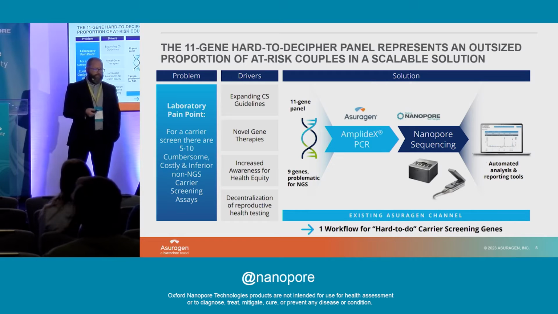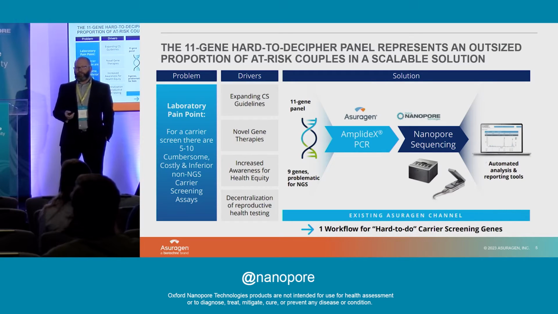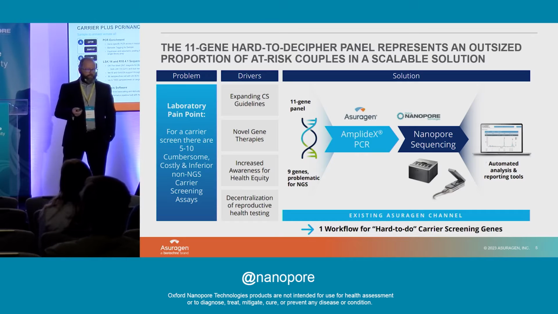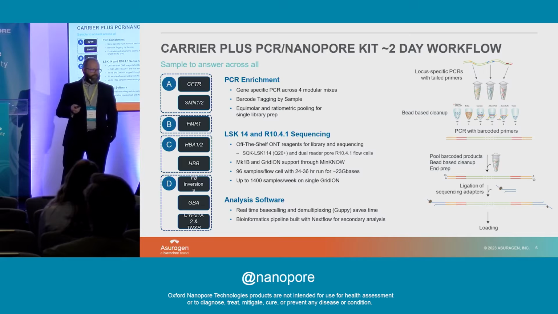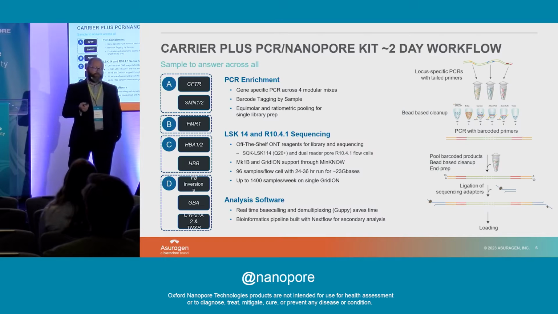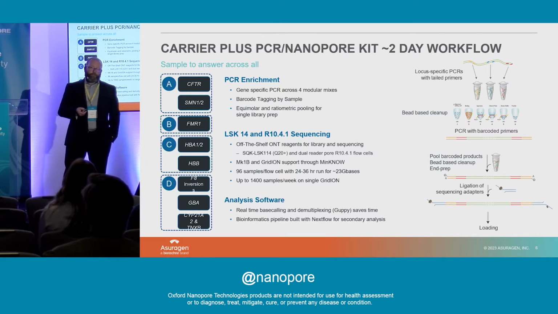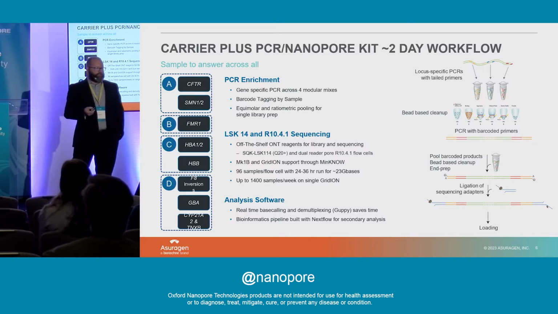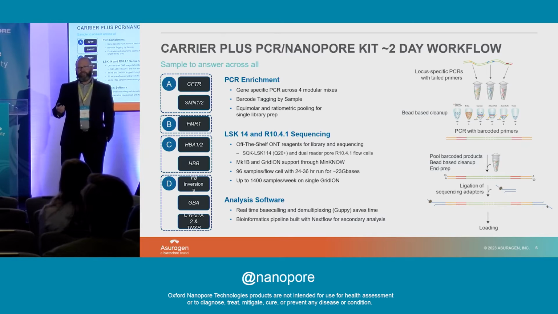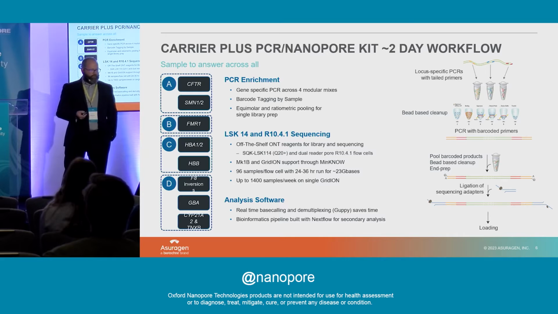We're using PCR amplification with nanopore sequencing, and we've built our own software to do a lot of this testing across 11 different genes, including CFTR, SMN, FMR1, HBA1 and 2, and HBB. I'll be talking about all of those today in a little bit of a deep dive. I'm not going to talk much about any of the genes associated with mix D listed there. We use 4 different mix tubes and barcode tagging, followed by ratiometric mixing of these different PCR amplifications.